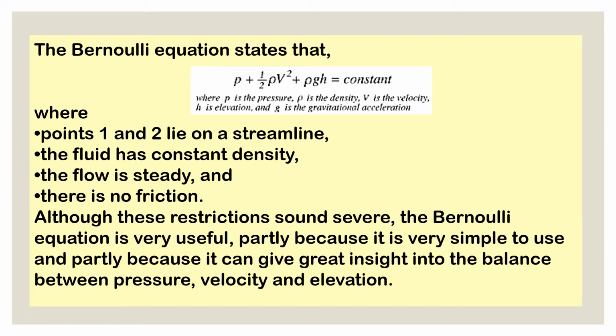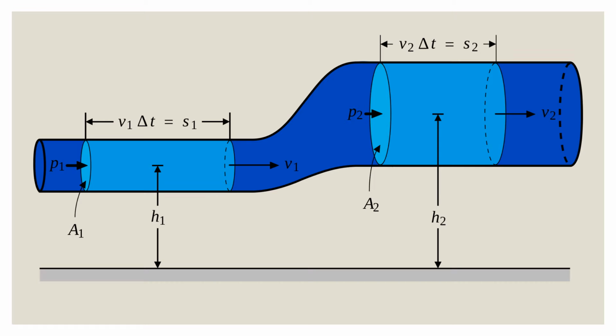Here the points 1 and 2 lie on the streamline that will be shown in the picture. The fluid has the constant density. The flow is steady. For a laminar flow, you know that the flow is steady and there is no friction. Although these restrictions sound severe, the Bernoulli's equation is very useful, partly because it is very simple to use and partly because it can give great insight into the balance between the pressure, velocity and the elevation. Now we'll discuss the picture.